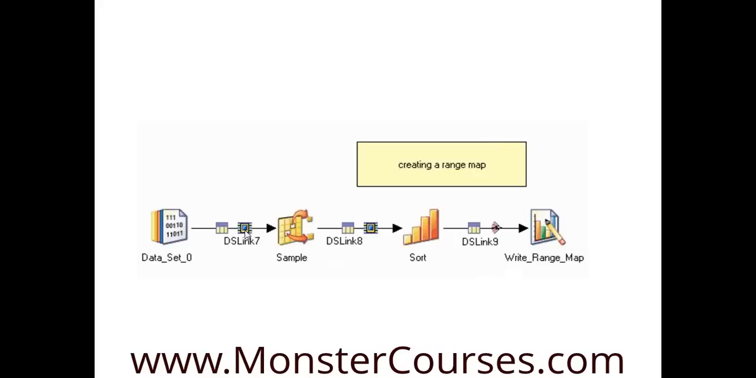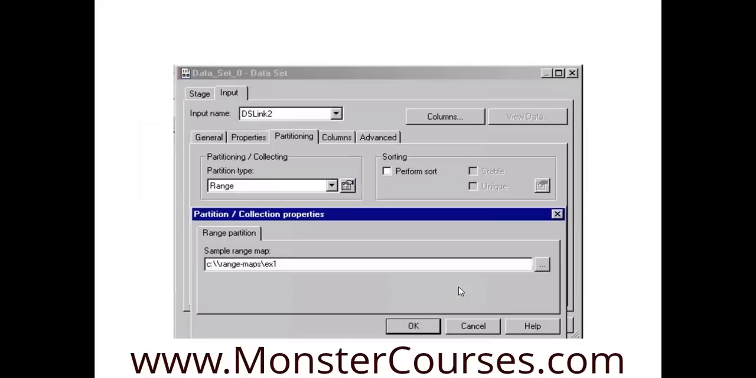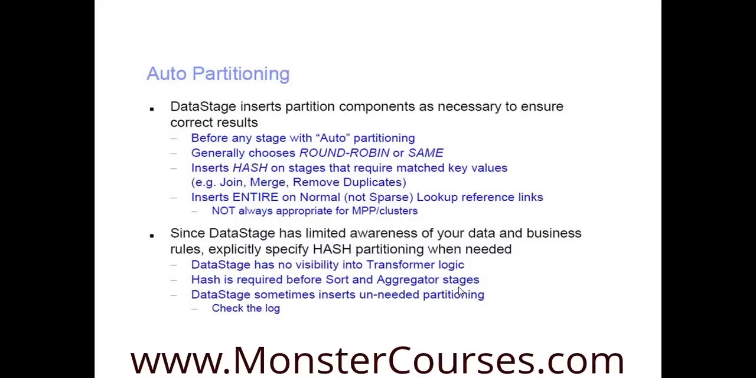This is a sample one. Here, this is something like a partitioning symbol. You can observe here it is collecting, it is getting data, it is being collected here. We'll explain auto partitioning. As I said, IBM has given this partition in DataStage. If you don't know which partition we need to use, at that time you can use this auto partitioning mechanism.